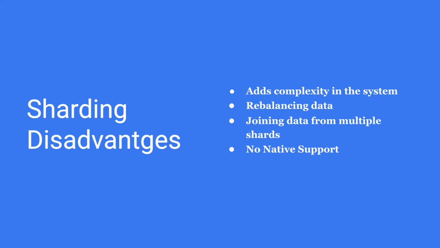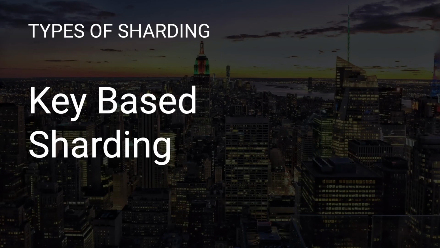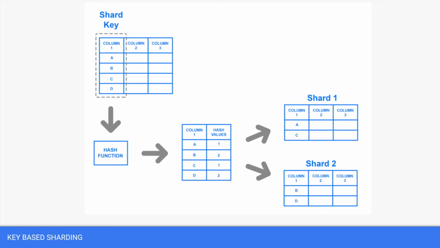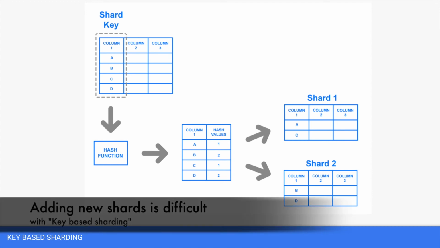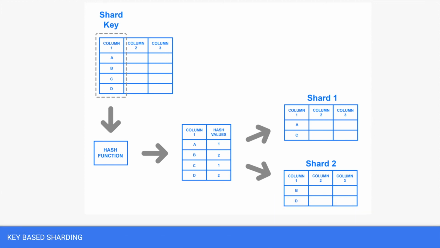In terms of types of sharding, there are basically 3 types. One is key-based sharding. In key-based sharding, the division of data happens on the basis of one column. Say I have a column with rows A, B, C, D. A hash function will divide this data and tell me which shard this data should go to. Key-based sharding is one of the most common sharding techniques, but the problem is that when we need to add more shards, the hash function requires a lot of rebalancing. So adding or removing shard servers becomes a bit tricky here.